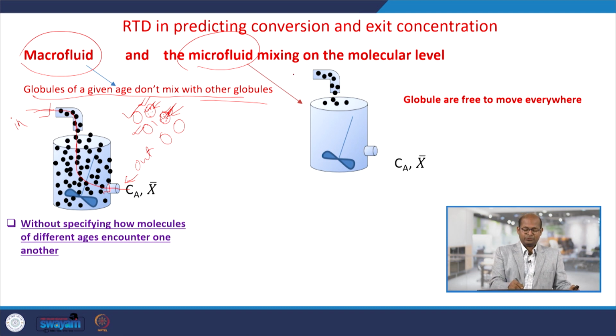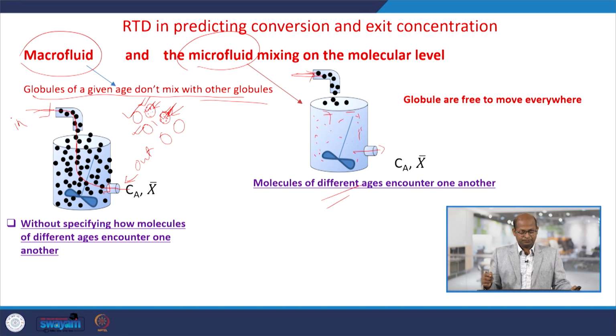Okay. And in the second case, when the globules or molecules enter, after that they are mixing. The mixing of the molecules is very small, meaning all molecules mix together. Here the mixing is called microfluid mixing. So, here mixing is proper. All molecules are spending time here, and each globule is free to move everywhere inside the reactor.